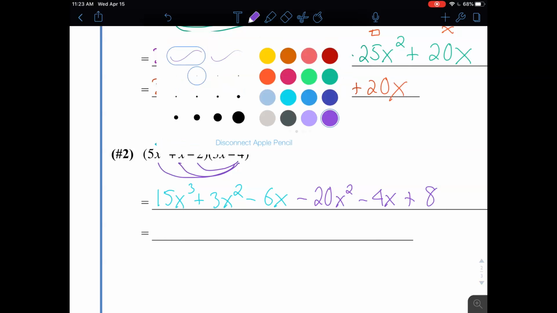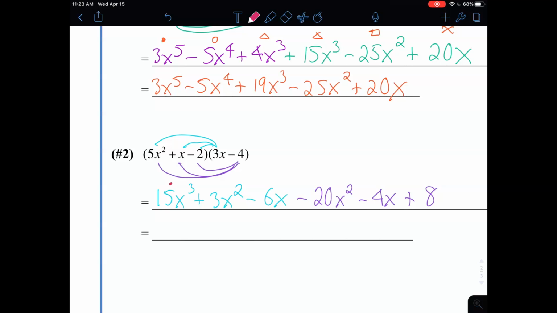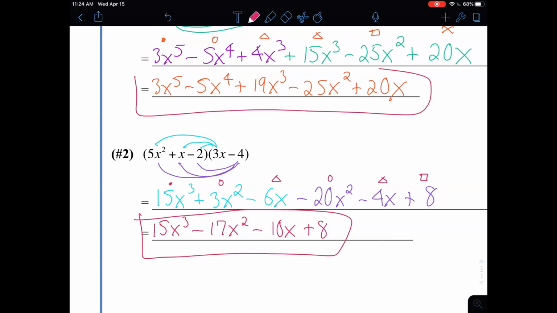Do we have any like terms here? I see a third, and here's a third. Any other thirds? Nope. Any x squareds? Here's an x squared, and here's an x squared. Here's an x, and here's an x, and then here's a constant by itself. So we have 15x to the third. Any x squares? We have 3x squared minus 20x squared, which is negative 17x squared. Then negative 6x minus 4x is negative 10x. And then plus 8. So these are our answers for these problems.